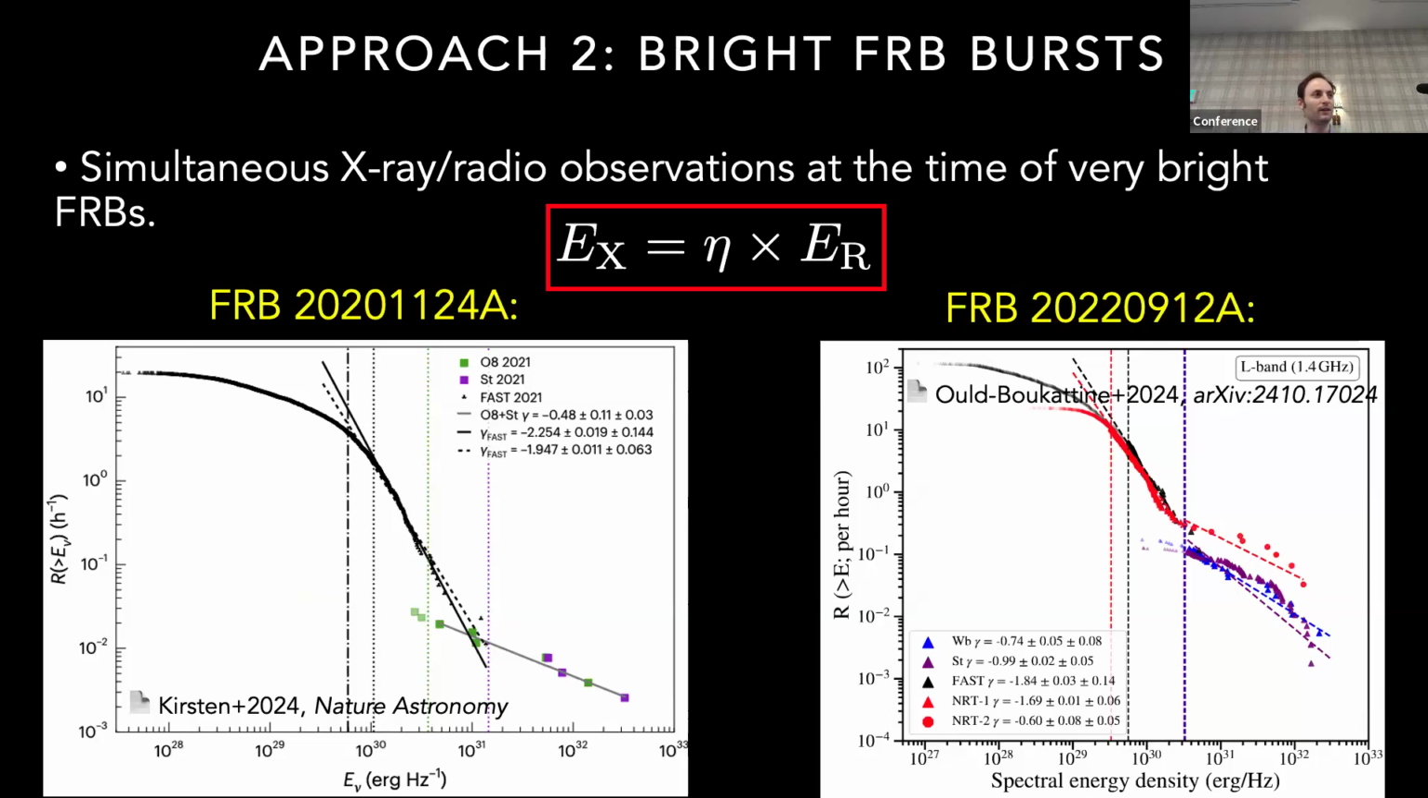So what you can do is that there are a lot of repeating FRBs that are hyperactive, and they produce many bursts. And what we've seen is that they also have this flattening of the energy distribution, where sometimes they can produce fluent bursts that are like hundreds of Jansky milliseconds or even kilojansky milliseconds. These are extremely bright bursts that allow you to really constrain the emission mechanism.